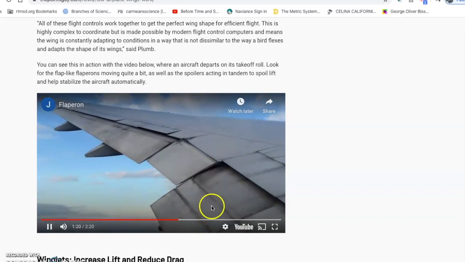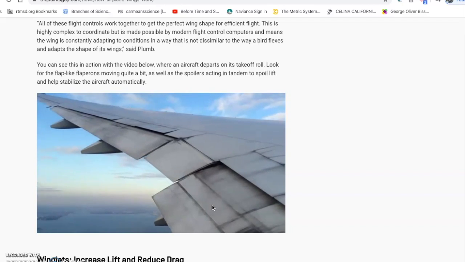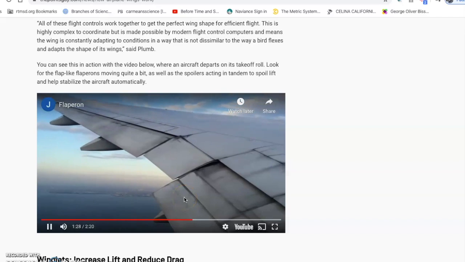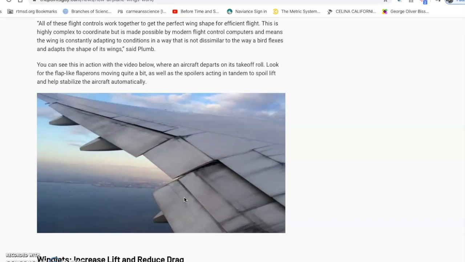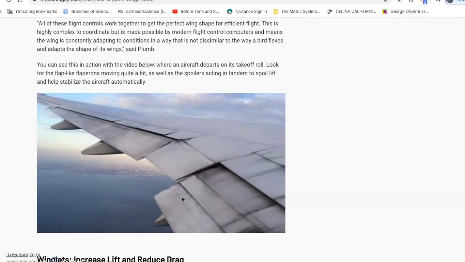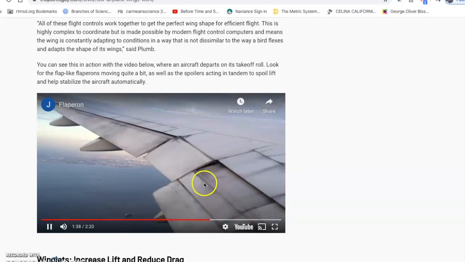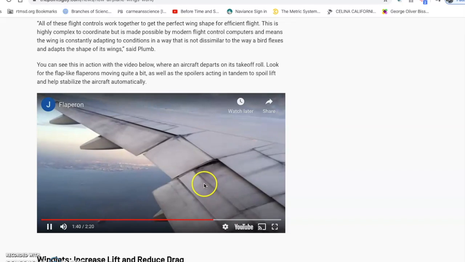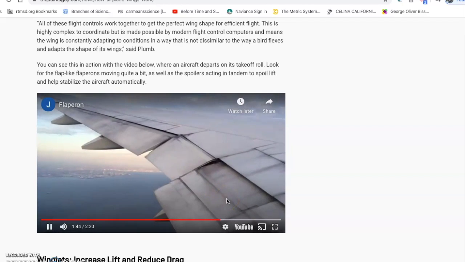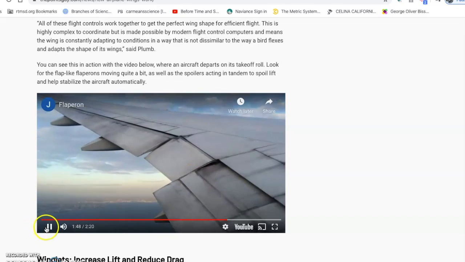See how they're changing right now? And they'll continue to change their angle as the plane climbs higher up in the sky in order to make the flight much more efficient once it reaches the highest altitudes.